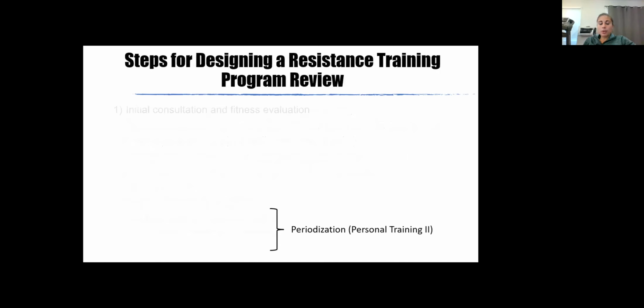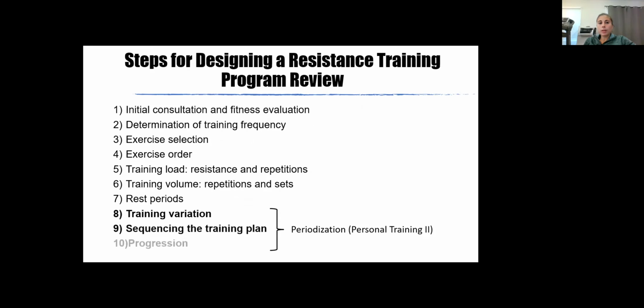So that's kind of a review of what we have talked about of the different steps. The last ones we talked about were all theoretical. We're not really going to adapt it yet, but this is more into personal training too. When we go into more detail, what are some examples of variation? How can we sequence a plan? What are some examples? Let's take a look at that. And then progressing a client over time, what might that look like? We'll go through that more in PT2.